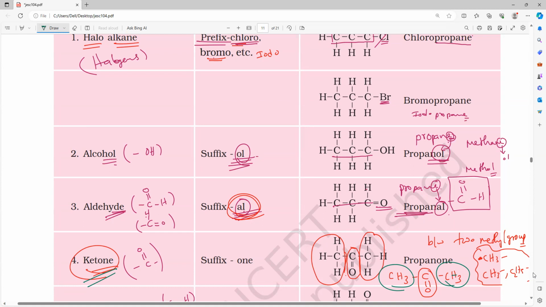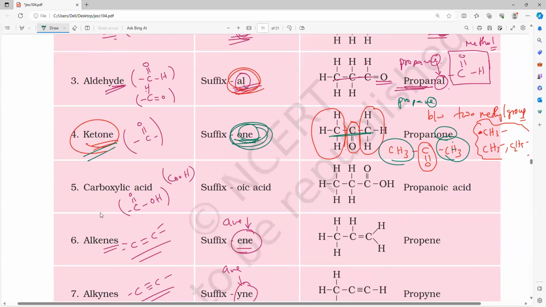So again, what is the suffix for ketone, everybody? ONE. OL, AL, ONE. So for ketone you should add ONE. Where should we add ONE? 3 carbons are there, propane. Instead of E, you replace with ONE. Propanone, methanone, butanone, pentanone, hexanone. If you replace E with ONE, that is what we call a ketone.